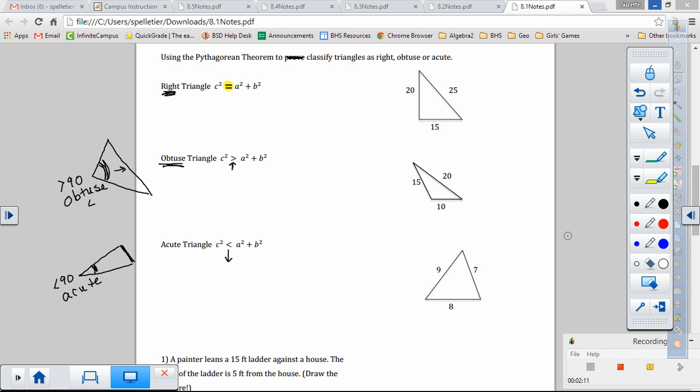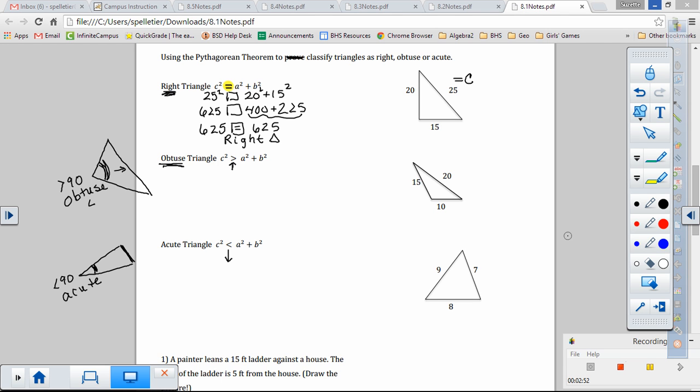Okay? So let's test it and see how it works. In the first example, our hypotenuse, this would be C. We're going to plug that in, 25 squared. We're going to see if it does equal 20 squared plus 15 squared. So 25 squared is 625, and 20 squared is 400, and 15 squared is 225. And if I add these together, I get 625 and 625, and it's equal, which means this is in fact a right triangle. Okay?